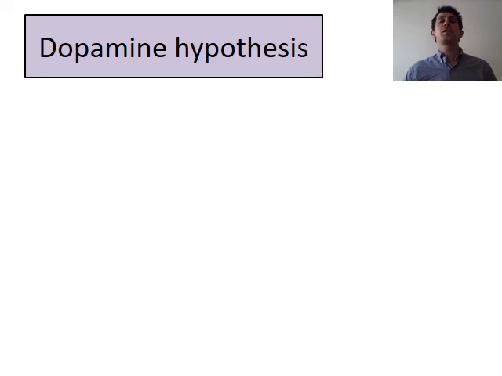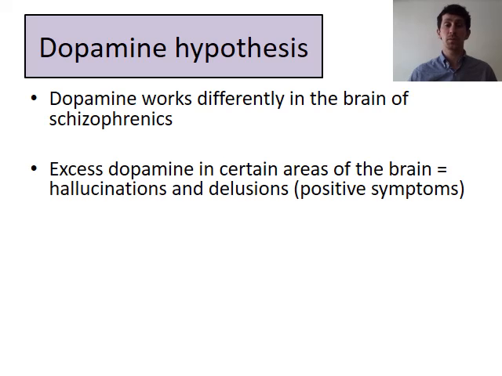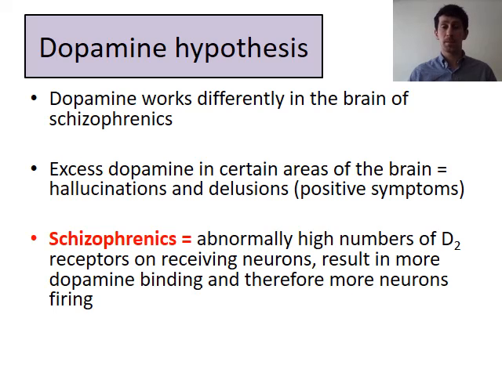The dopamine hypothesis is one of the most widely accepted explanations for schizophrenia. It states that dopamine works differently in the brains of schizophrenics compared to normal individuals. There are a few different theories relating to the role of dopamine. One is that they have excess amounts of dopamine in their brain, and that brings about positive symptoms such as hallucinations and delusions. So increased levels are linked to the positive symptoms of schizophrenia.